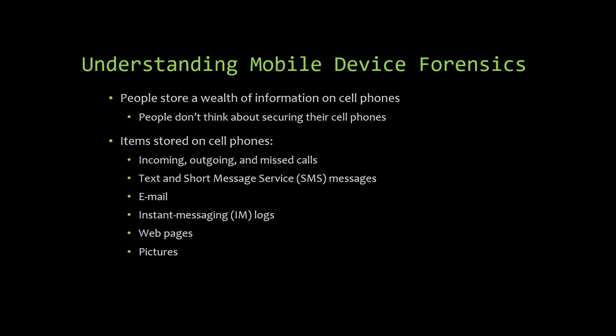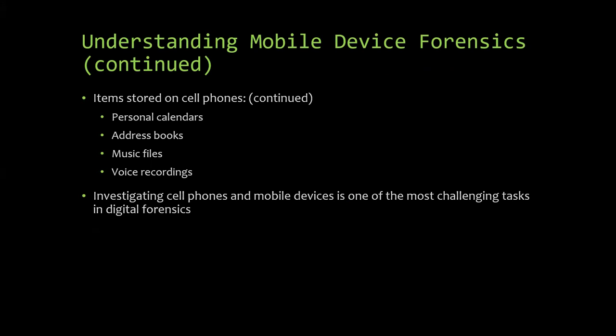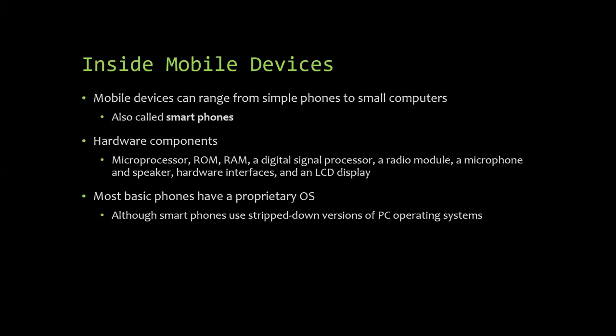Some of the items stored on cell phones that can be useful during forensic investigation are your call logs, which include incoming, outgoing, and missed calls, your messages in terms of short messaging service, email, instant messaging like WhatsApp, Facebook Messenger, web pages, web browsers, photos, etc. In addition, we also have personal calendars, address books, music files, and voice recordings that are also stored on our devices, which can be useful during forensic investigation when we encounter such mobile phones at the crime scene or during the process of investigation.